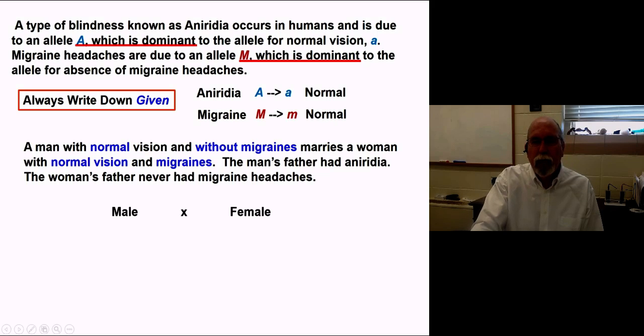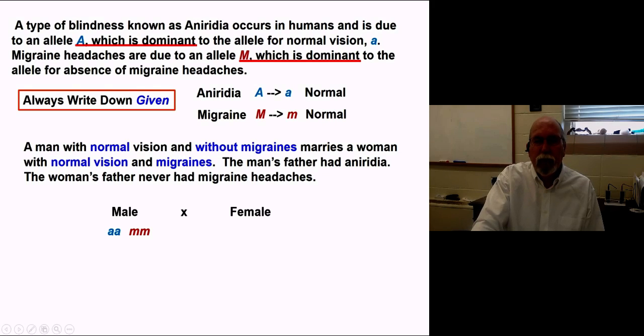The male has normal vision and is without migraines, okay? How do you have normal vision? You've got to be recessive, right? So little a, little a. He doesn't have migraines, so he must have little m, little m, right? We haven't figured anything out yet, except that we can simply write down that he doesn't have migraines, so he must be recessive, okay?